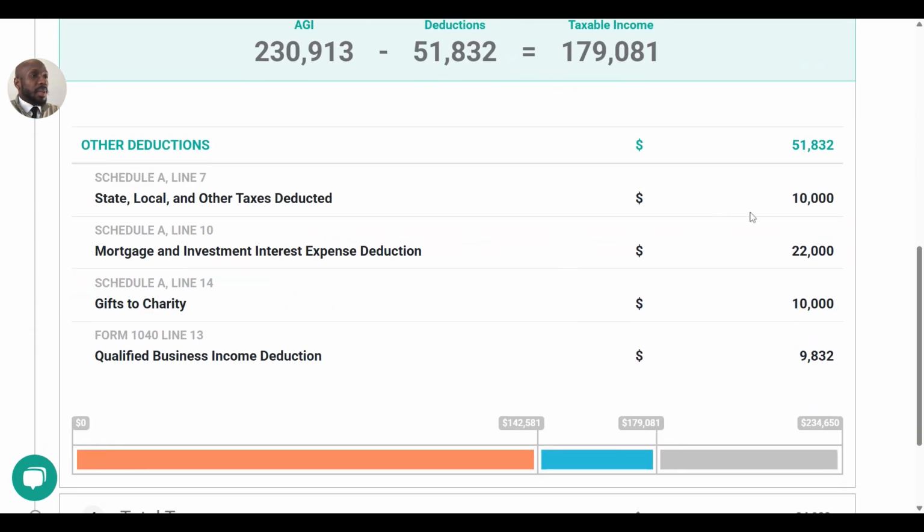So in their case, they have state, well, we call them SALT, but state, local, and other taxes deducted. They most likely have more than $10,000, but currently it's capped at $10,000 under the current tax law. Okay. The mortgage interest expense deduction is $22,000, right? And then they have gifts to charity, which is $10,000 as well. And then they have QBI, the qualified business income deduction. This is from Paula's business. It's about $9,832.